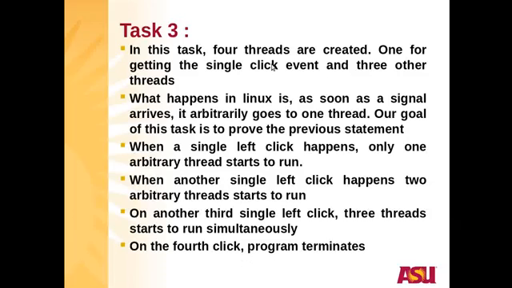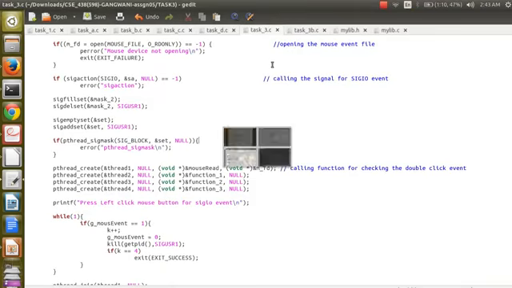So in this task, 4 threads are created, one for getting the single click event, and another 3 threads. What happens in Linux is that as soon as the signal arrives, it arbitrarily goes to one thread. Our goal in this task is to prove the previous statement. So what I've done in this program is, when a single left click happens, only one arbitrary thread starts to run. On another single click, two arbitrary threads start to run. On another single click, three arbitrary threads start to run, and on the fourth click the program terminates. So this is how I've done.